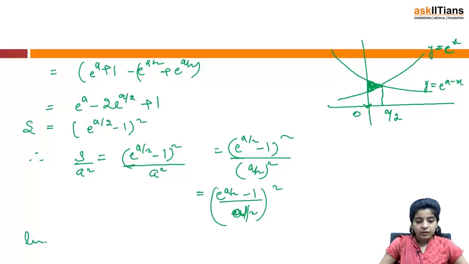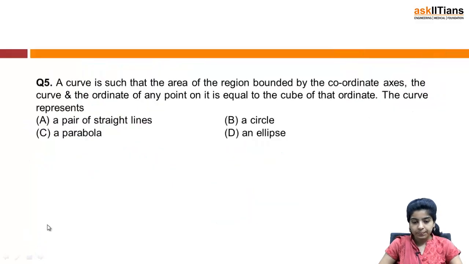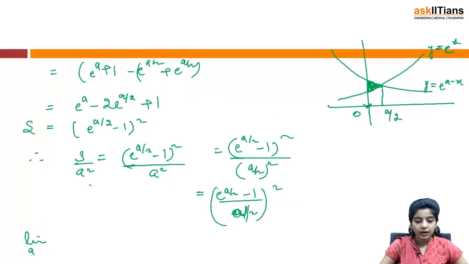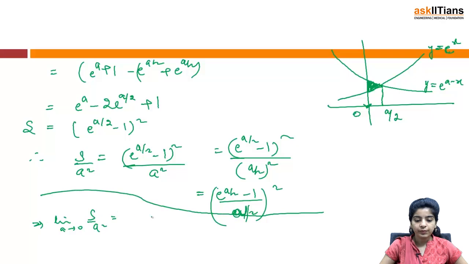And now we'll have limit a tends to 0, S by a square would be equal to, once we divide this by 2, I'll have to multiply it also by 4. So I have 1 by 4 e raised to a by 2 minus 1 by a by 2 whole square. So limit a tends to 0, S by a square would be equal to 1 by 4.